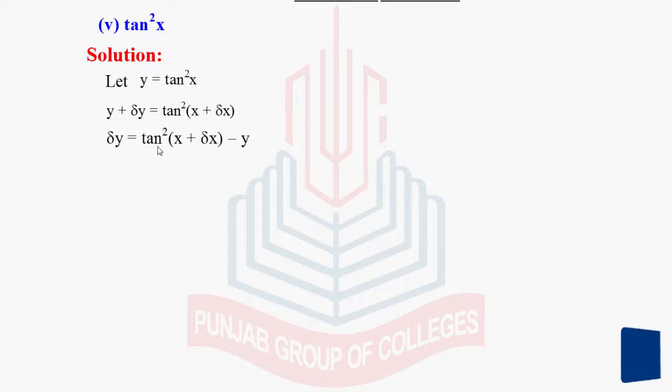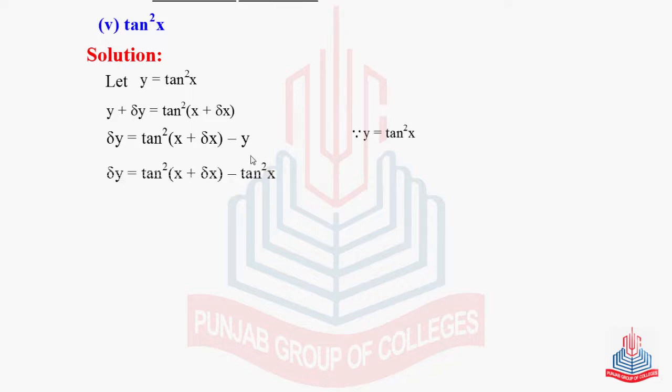Now delta y will become tangent square x plus delta x minus y, and as y is equal to tan square x, so putting the value of y, tan square x here, this will become tan square x plus delta x minus tan square x. Now we'll move towards the simplification step. By using a square minus b square, that will become a plus b and a minus b. So here we have tan x plus delta x plus tan x into tan x plus delta x minus tan x.